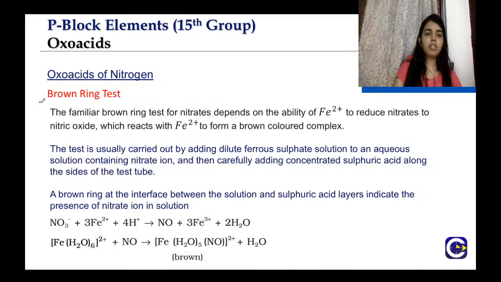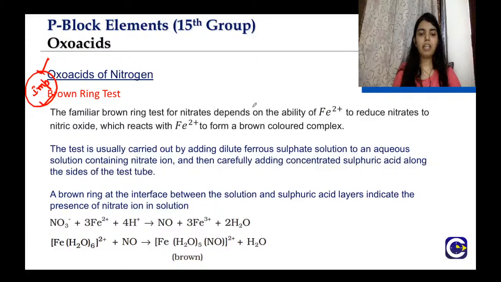Now, this is very important, that is the brown ring test. Basically, it is used for the detection of the nitrate ion. The familiar brown ring test for nitrates depends upon the ability of Fe2+ to reduce nitrates to nitric oxide, which reacts with Fe2+ to form a brown colored complex.